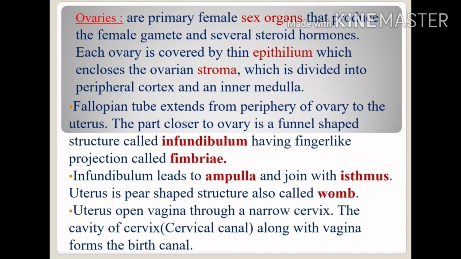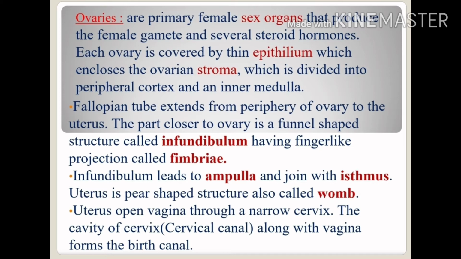For the protection of the ovaries, it is covered by a thin layer called the epithelium, which encloses the ovarian stroma. Further, it is divided into a peripheral cortex and an inner medulla. If we talk about the fallopian tube, it extends from the periphery of the ovary to the uterus. The part closer to the ovary is a funnel-shaped structure called the infundibulum. It has finger-like projections, and the infundibulum leads to the ampulla, and finally it joins with the isthmus.